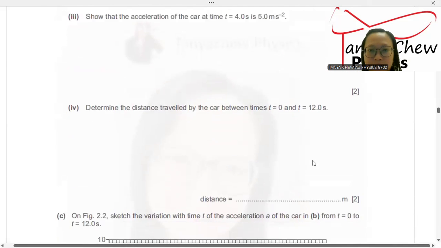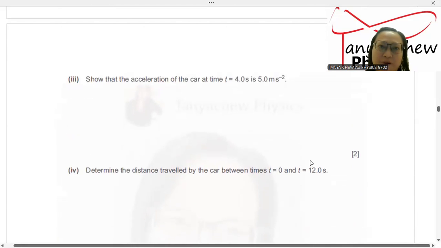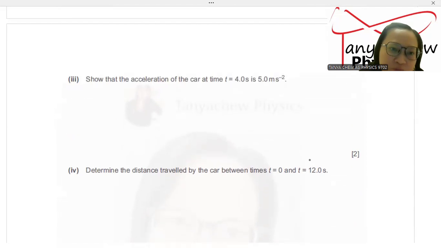Since this is related to acceleration, I want you to recall something, right? From Newton's second law, do you still remember resultant force is equal to ma? And resultant force is being defined as the rate of change of momentum.